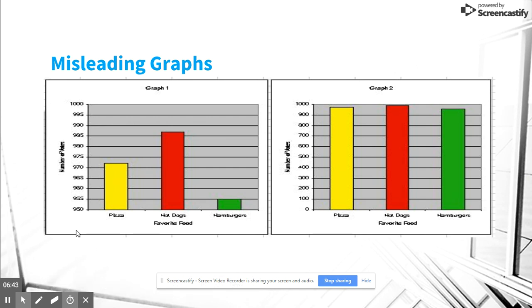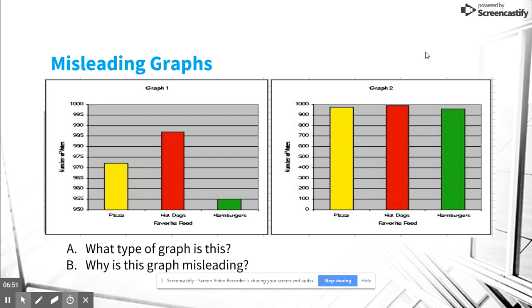Here's your first graph. The question is, what type of graph is this? Why is this graph misleading? And what might we think when we are comparing both graphs? So again, remember, we're looking for what type of graph this is, why it might be misleading, and what we think when we are comparing both graphs.